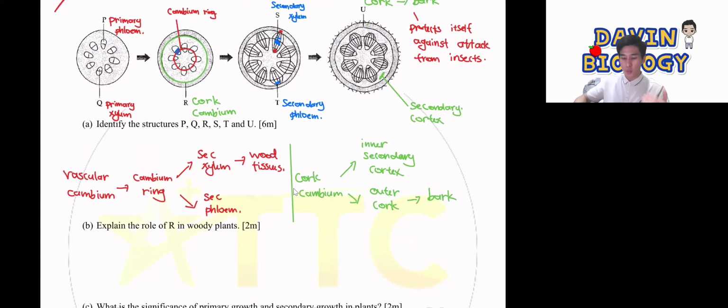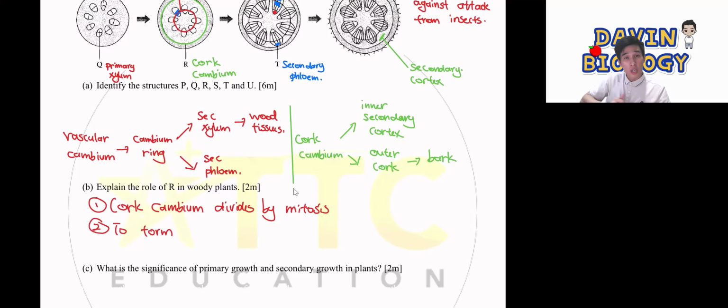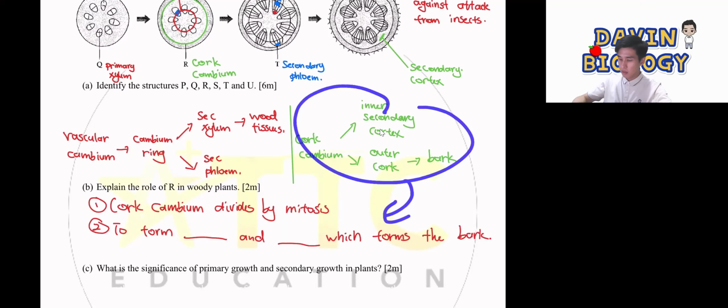Explain the role of R in woody plants. What does cork cambium do? I already summarized it here for you. You just have to explain what cork cambium does. Mitosis. So number one, cork cambium divides by mitosis to form those two tissues, inner secondary cortex and outer cork, which forms the bark. This is exactly what you can use to answer this question.